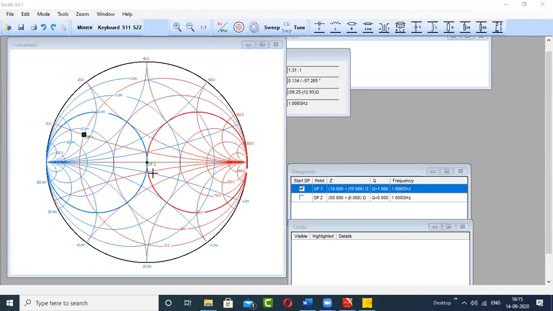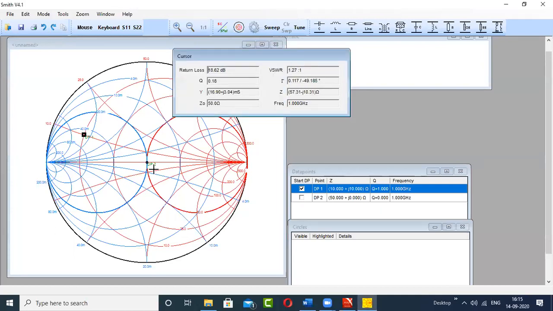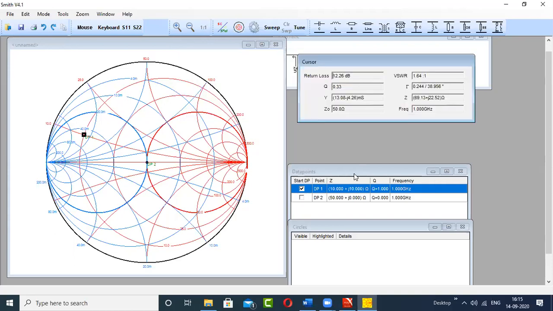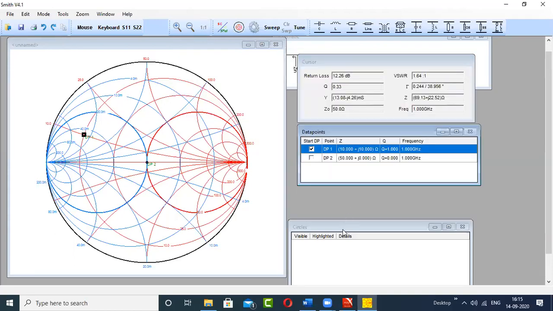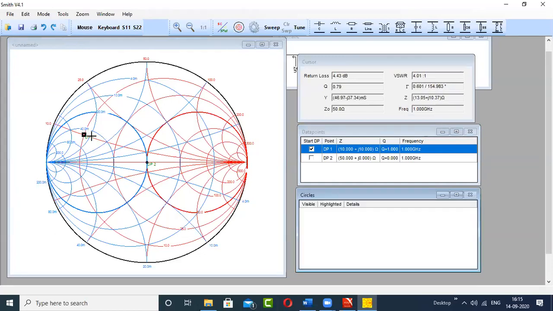Okay. So what I was saying, now if the cursor is placed at the center, you can see that the reflection coefficient reaches 0 and VSWR becomes 1. Okay. So actually our goal is what? To achieve that figure, VSWR of 1 and reflection coefficient of 0. How? Just by converting this 10 plus J10 into 50 ohm.